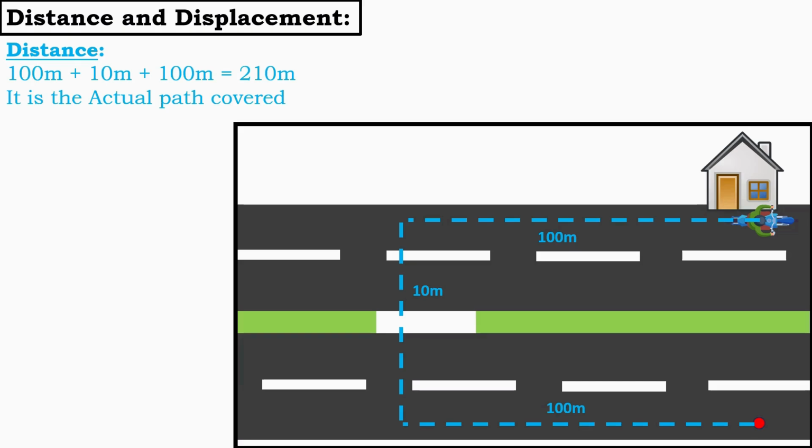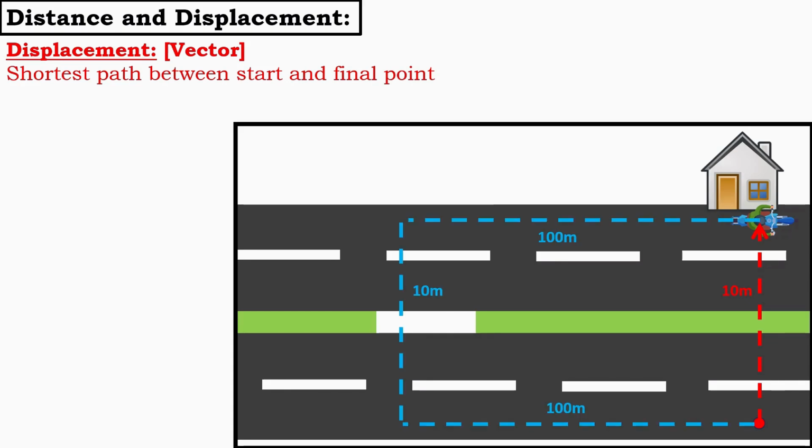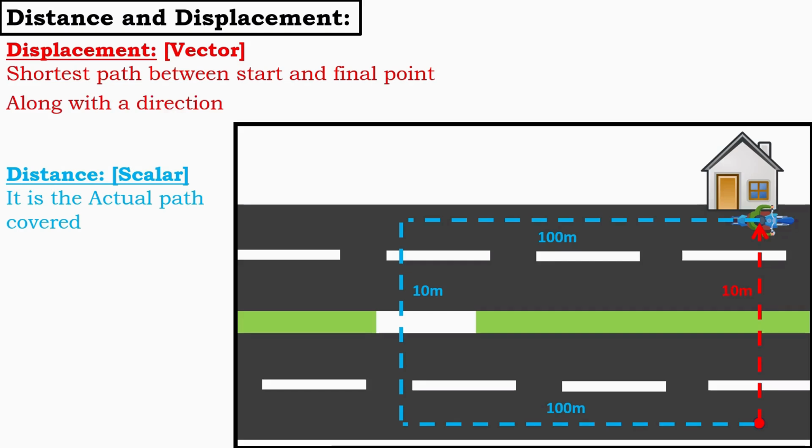But what is your displacement? Displacement is the shortest path between the starting point and the final point. In this case, that is just the width of the road, 10 meters. So even though you traveled 210 meters, your displacement is only 10 meters. Distance is the actual path traveled. Displacement depends only on the starting point and the ending point, along with direction. That is why displacement is a vector, while distance is a scalar.